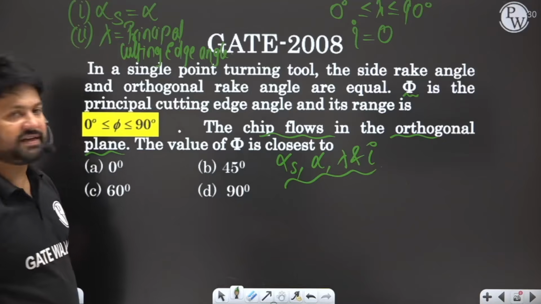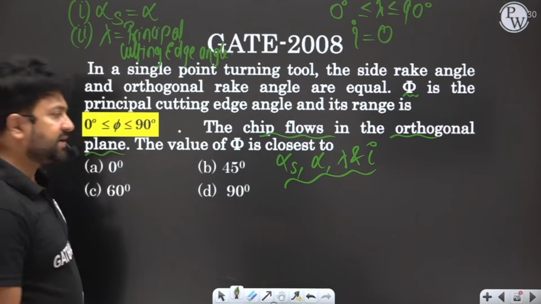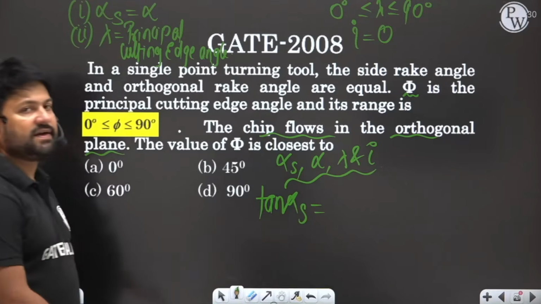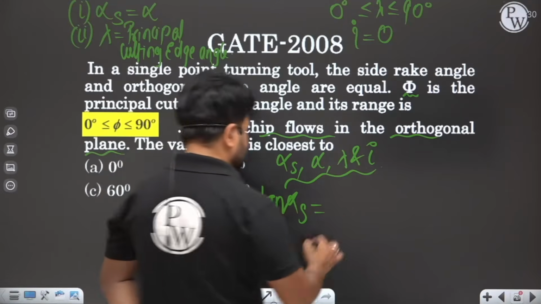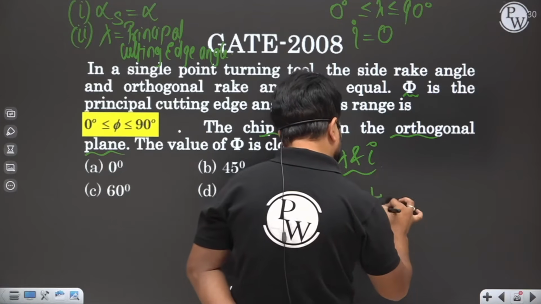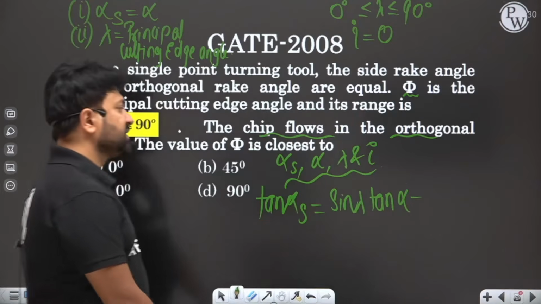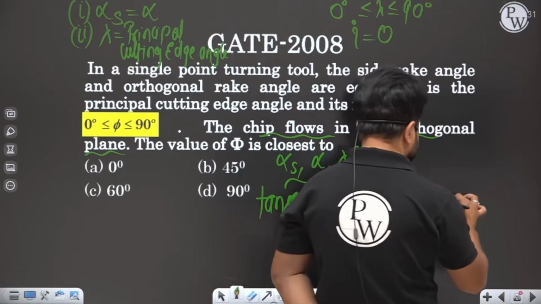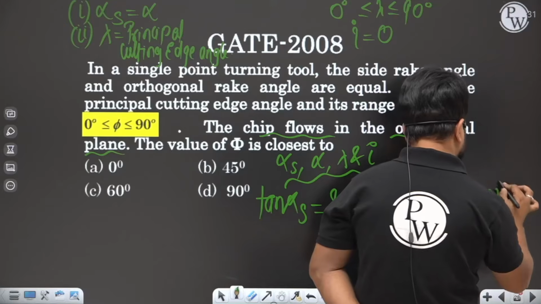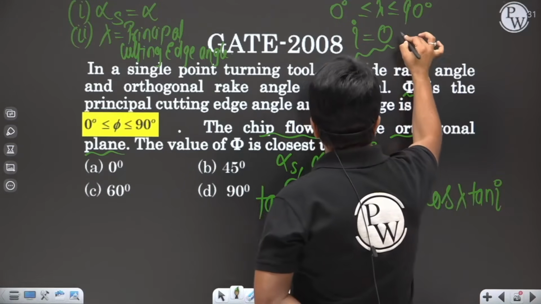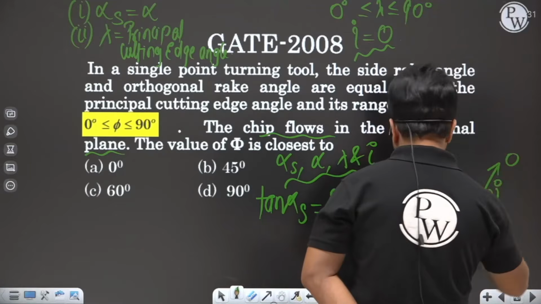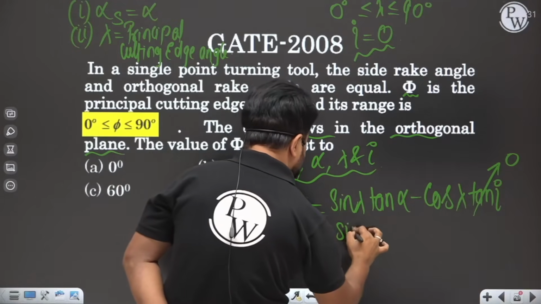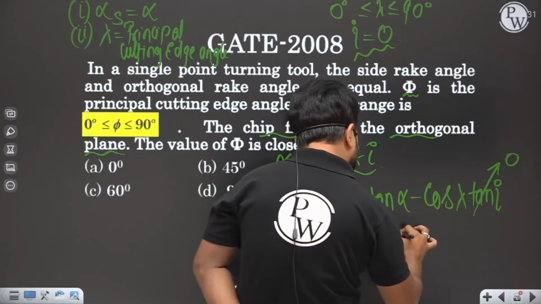So you have to select that formula. So alpha s. I think this formula is more suitable: tan alpha s equals (sin lambda tan alpha minus cos lambda tan I). My dear, here I is 0, so this term is going to be 0. So here tan alpha s equals sin lambda tan alpha.